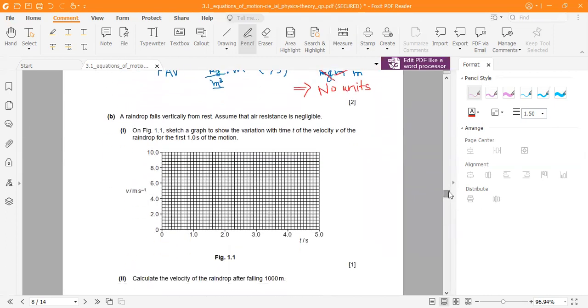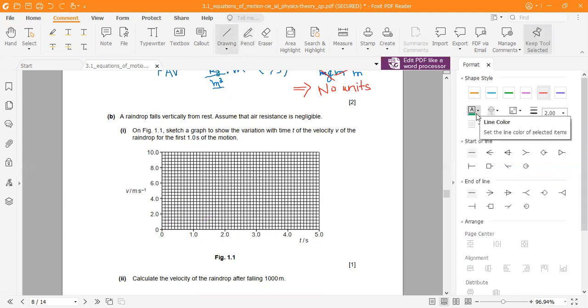A raindrop falls vertically from rest. Assume that air resistance is negligible. On figure 1.1, sketch a graph to show the variation with time t of velocity v of the raindrop for the first 1 second of the motion. Air resistance is negligible, and the raindrop is falling vertically. So that means it will start from 0, 0. It will start from this point, and then its velocity will keep increasing, right?